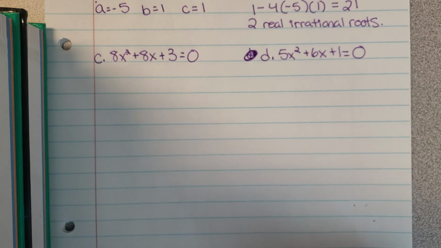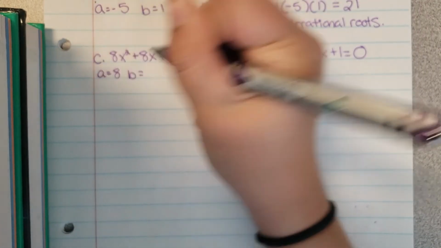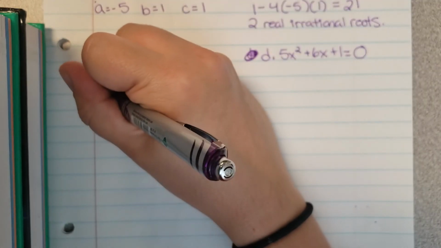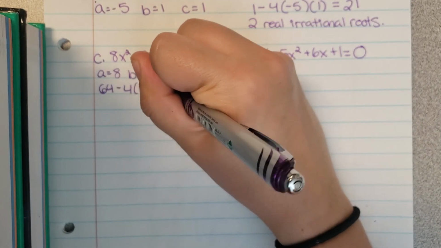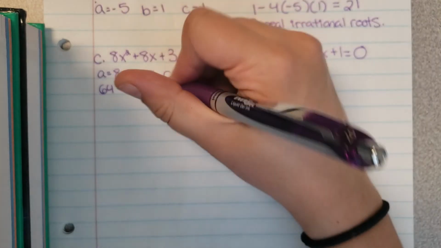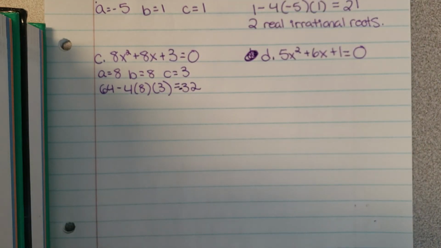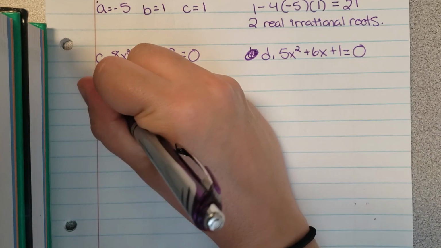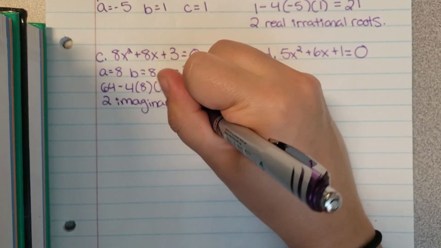Okay, now that you've given these a shot, let's check your work. For letter C, a equals 8, b equals 8, c equals 3. So you'll do b squared, which is 64, minus 4 times a times c. So 64 minus 4 times 8 times 3 is negative 32. So when we go to our chart, a negative discriminant tells us we have two imaginary roots. And that's our answer.